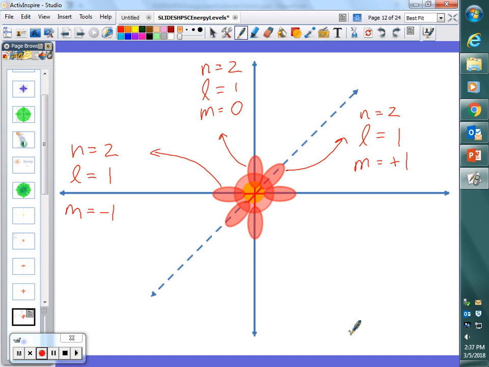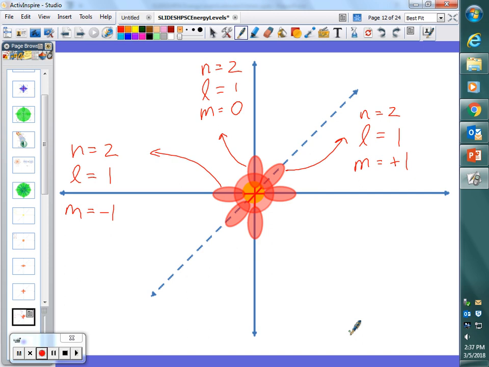This is where our m values come in. These are all P orbitals in the second energy level. We have to have some way to tell them apart. That's where our m values come in. So I called the one on the x-axis m equals -1, the one on the y-axis m equals 0, and the one on the z-axis m equals +1 to tell them all apart. Does that sound somewhat like where we were on Friday?